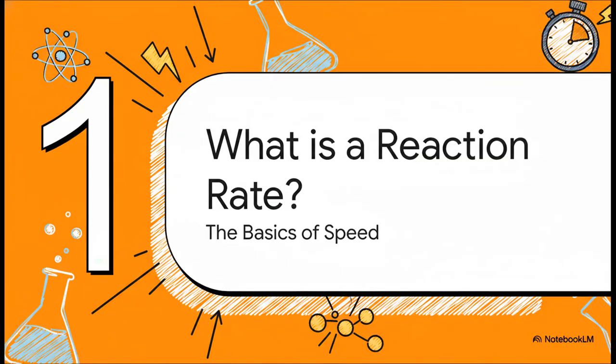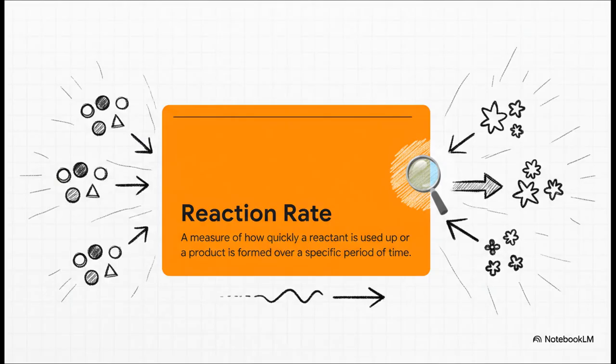First up, what exactly is a reaction rate? At its core, it's really just a measure of change over time. In any reaction, you've got your starting ingredients, the reactants, that get used up. And you have your final stuff, the products, that get made. The rate is just how fast a reactant vanishes or how fast a product pops into existence.